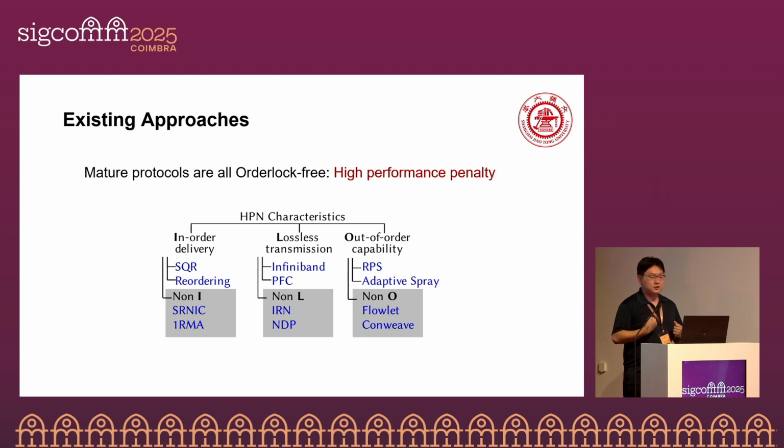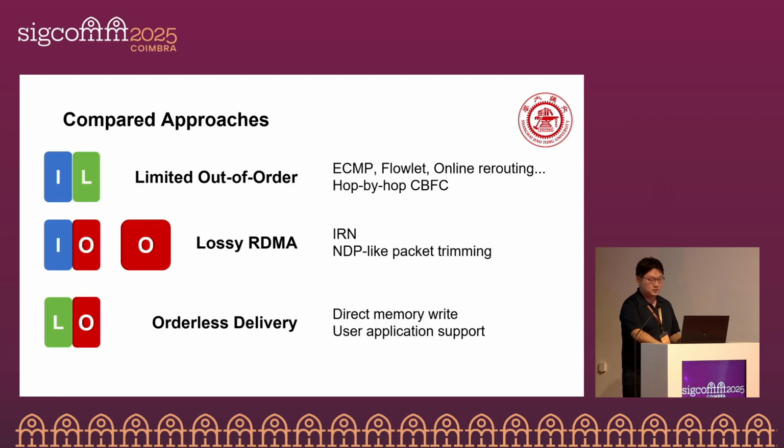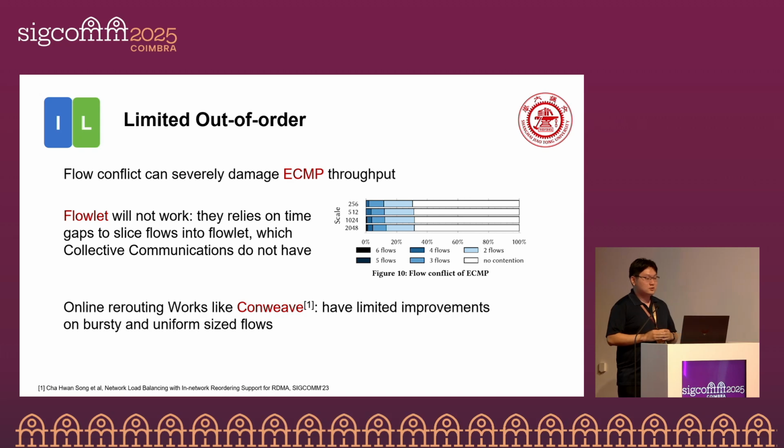Due to the high performance penalty, mature protocols are all order-lock free. We have examined existing approaches to see how they either implement these features or work around missing features. This allows us to categorize the 4 categories into 3 groups: limited out-of-order, lossy RDMA, and orderless delivery. Traditional limited out-of-order approaches primarily use flow-level load balancing, like ECMP, FlowLet, and online flow rerouting, such as ConWeave. As we have discussed, these flow-level methods are less effective with low-entropy AI workloads.